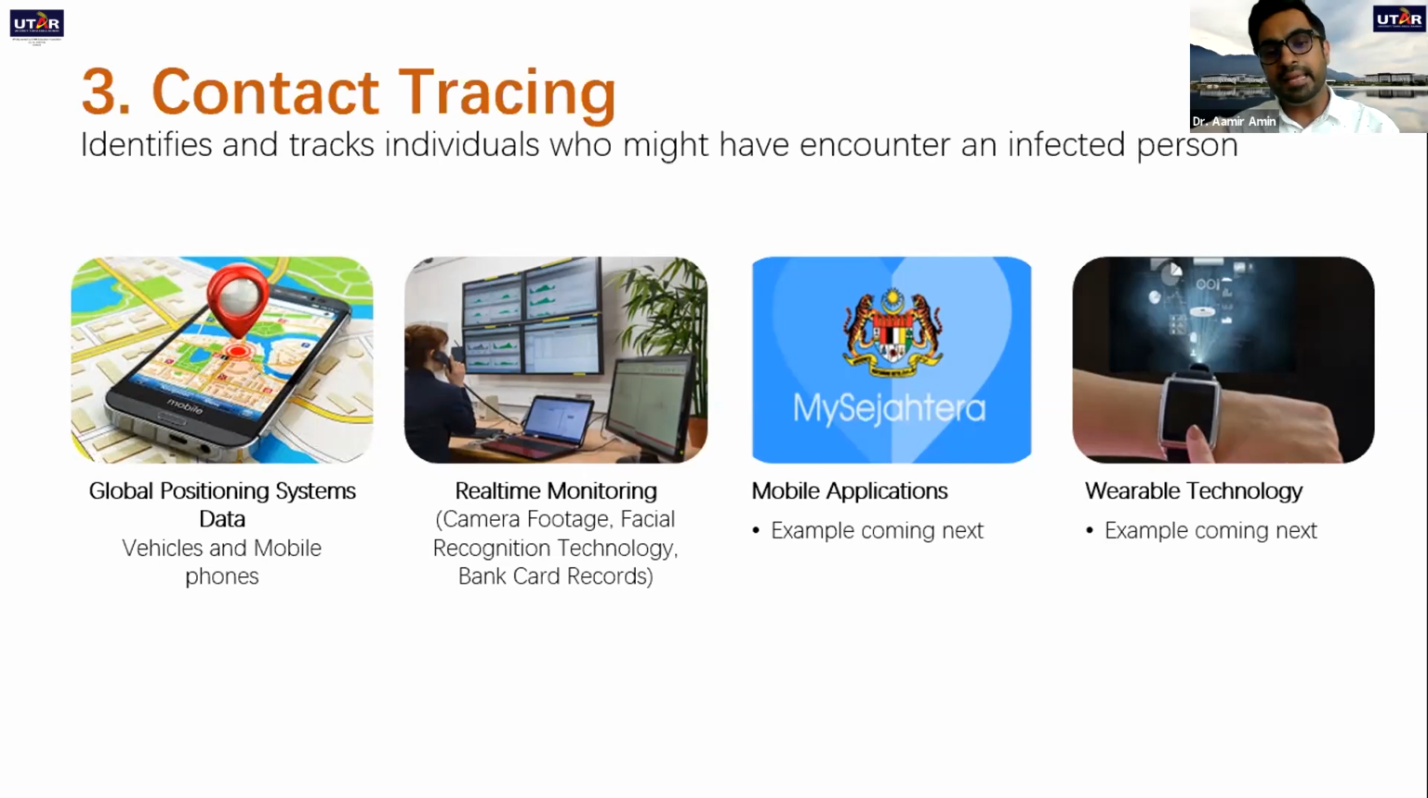Then again, mobile applications, like in Malaysia, we have My Sejahtera, which helps you to trace the contact if you move. Nowadays, Malaysians are very much aware of this app. Everybody's using it. If you go somewhere, you have to scan this app to record that you have entered this particular place. And if later they know that somebody entered here with infection, they can alert everyone there to do some COVID testing. And the last is the wearable technology. I'll be telling you the example later.